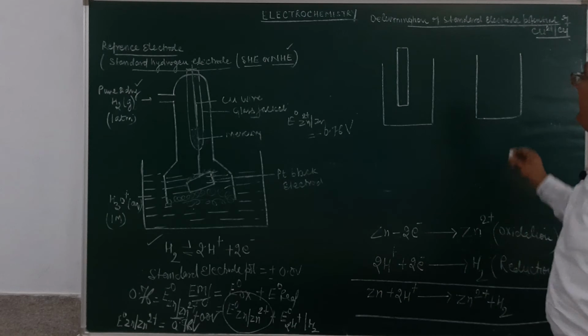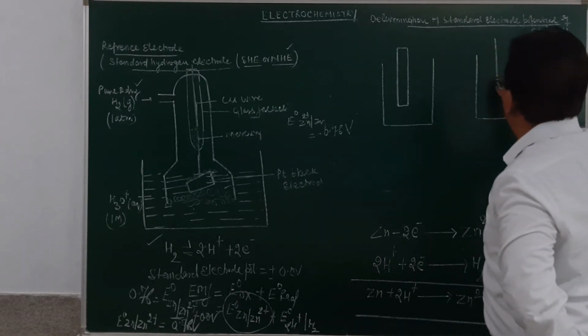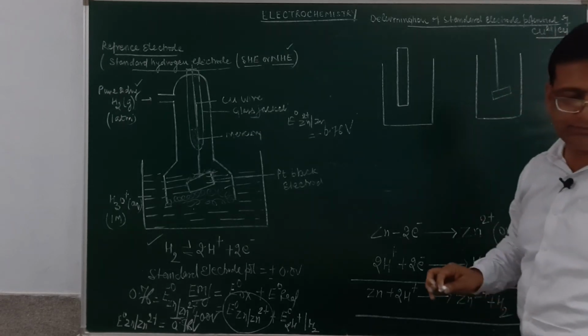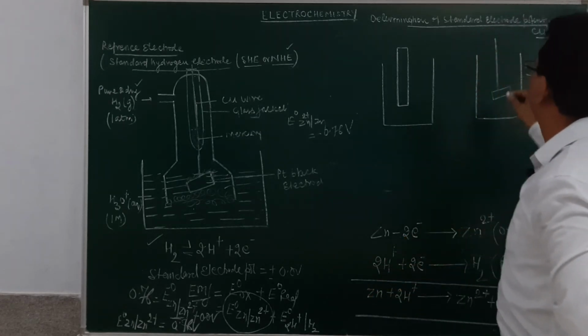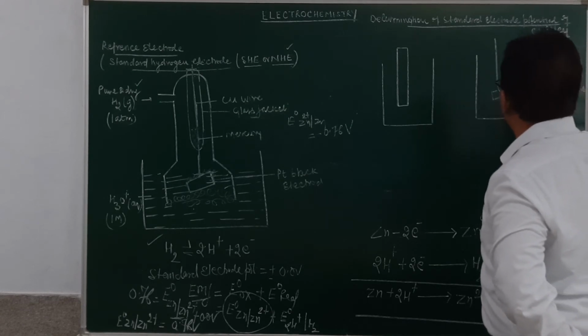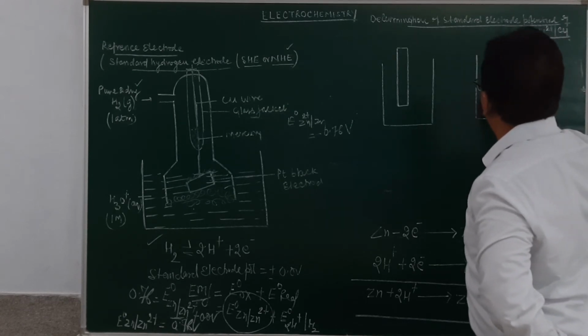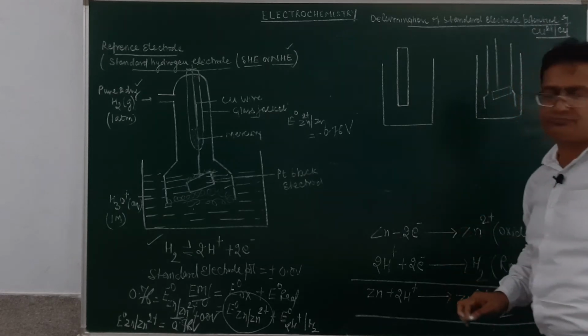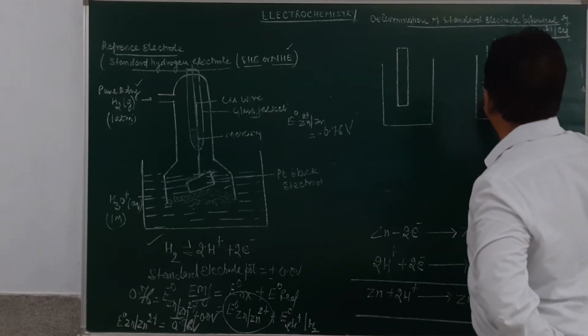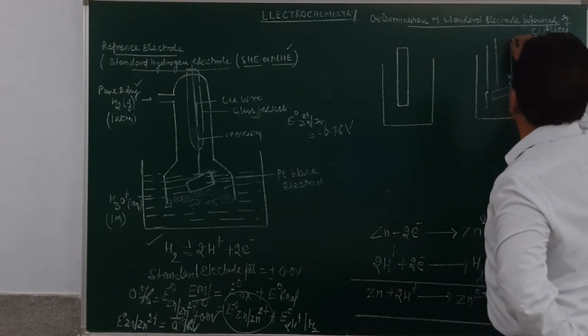Then in another electrode we have a hydrogen electrode, which is connected to the platinum black. This over here is a hydrogen electrode. From here we may pass the hydrogen gas.